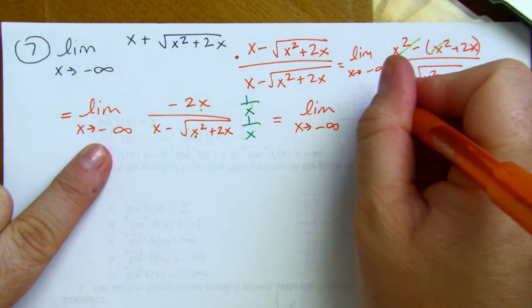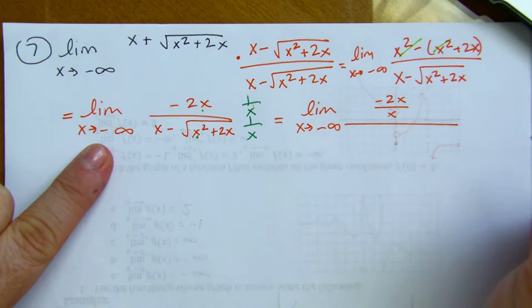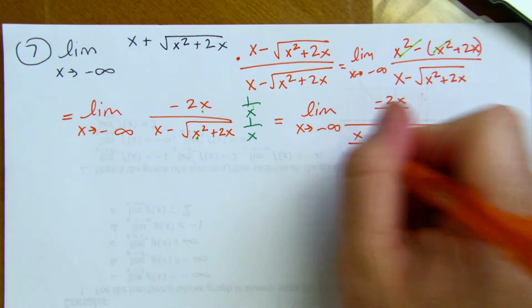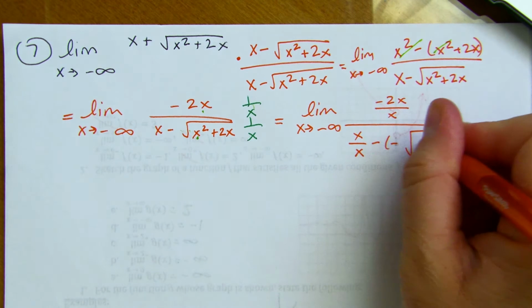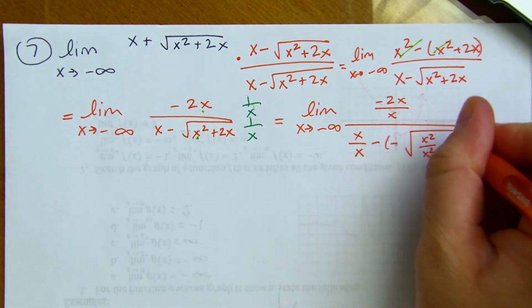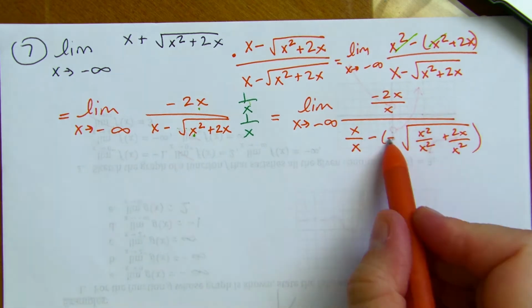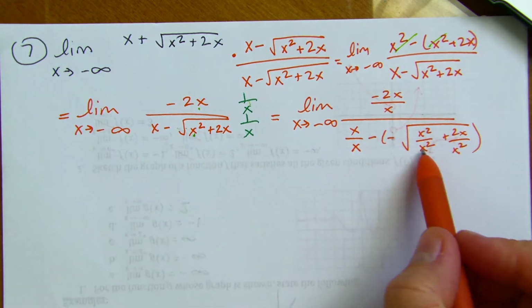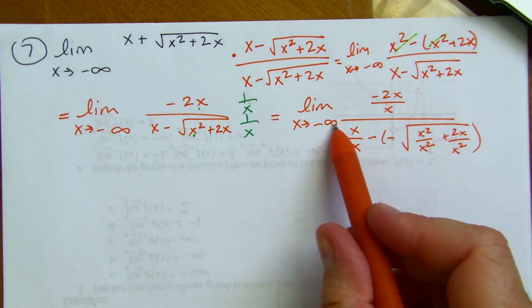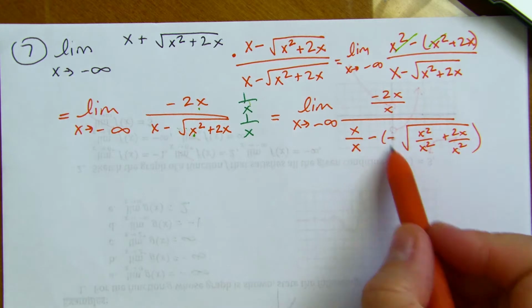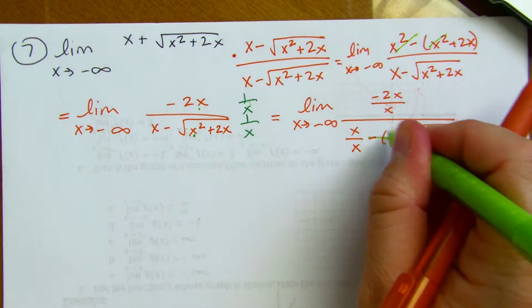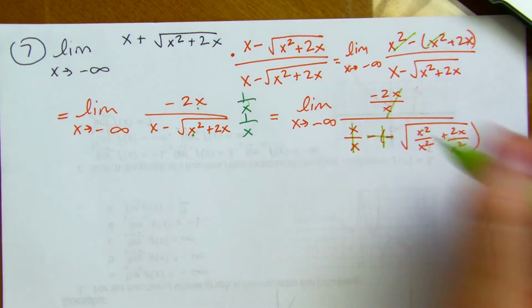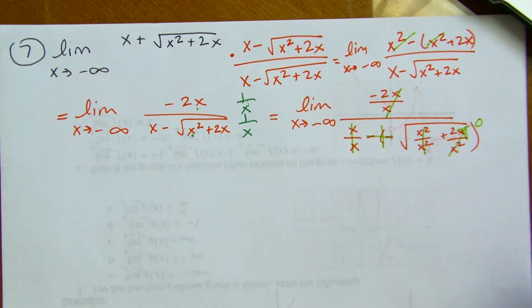Right, so on the top I have negative 2x over x. On the bottom I have x over x minus, and then that negative, and that radical here we've got x squared over x squared plus 2x over x squared. Again, the reason why this extra negative is popping up here is because x squared is positive inside here, but out here x is just negative when we're going to negative infinity. So this negative accounts for that negative going away here. And remember, a negative times a negative becomes a positive. This becomes 1, that becomes 1, 1, and this goes to 0.